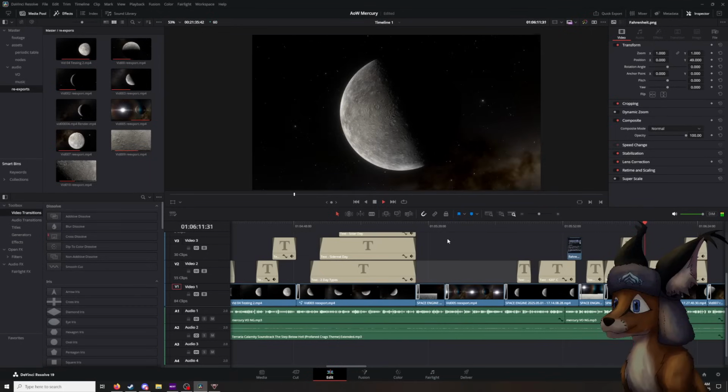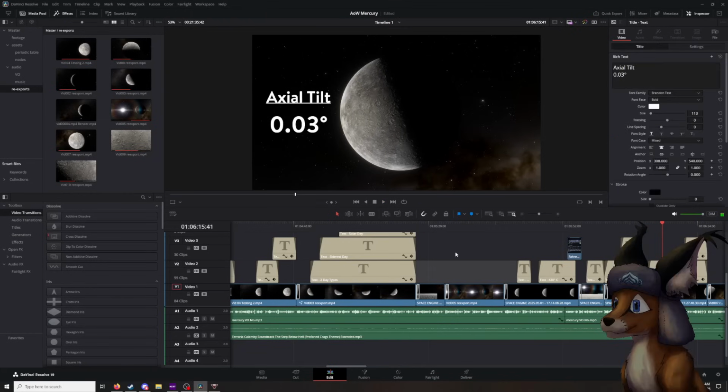It's important to note that Mercury has the lowest axial tilt of all planets, meaning it's almost not tilted on its axis. So this is a shot of the pole, and I was hoping that would be noticeable, because you can see that the planet rotates kind of into the shadow.